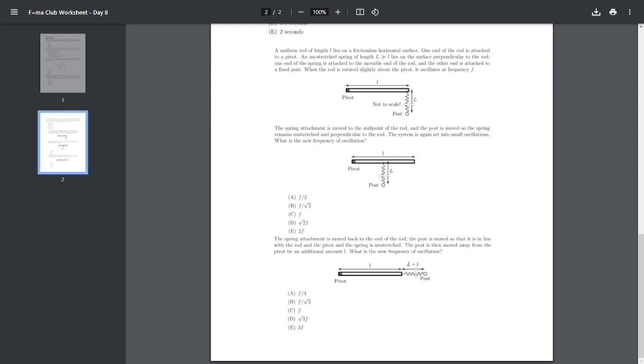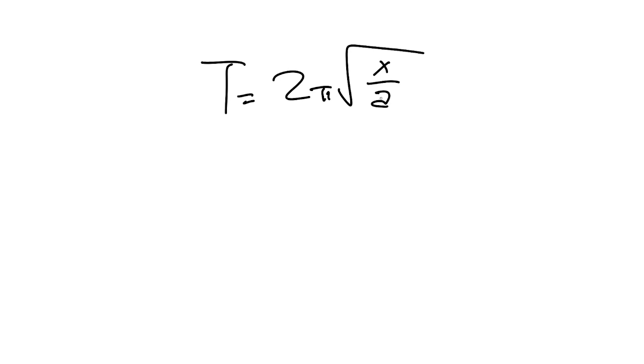Now the spring attachment is moved to the midpoint of the rod, and it is again set into small oscillations. What is the new frequency? So, this is how we're going to do this. We had our original equation, which is T is equal to 2 pi times the square root of x over a.